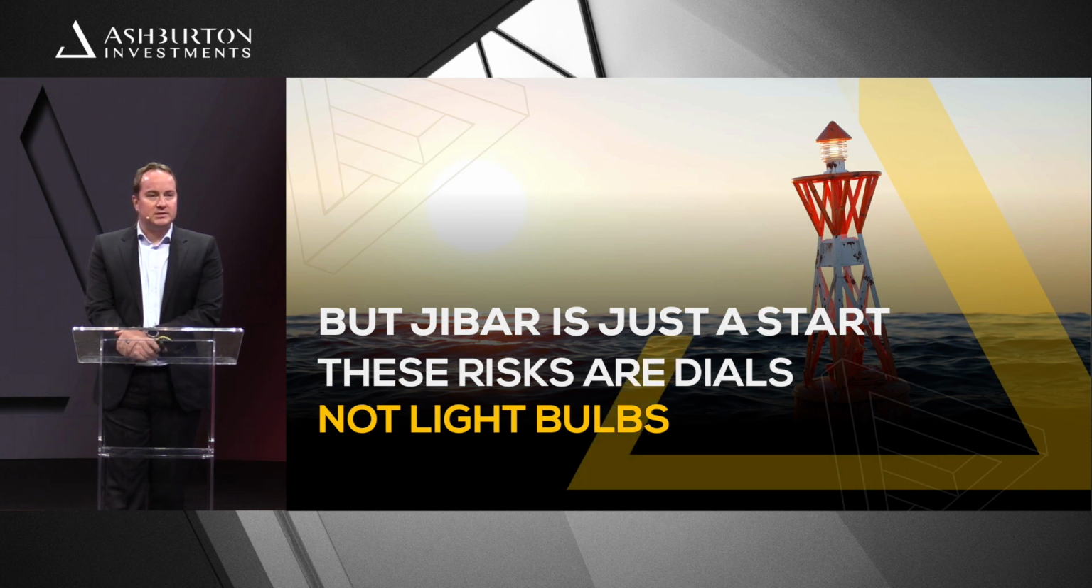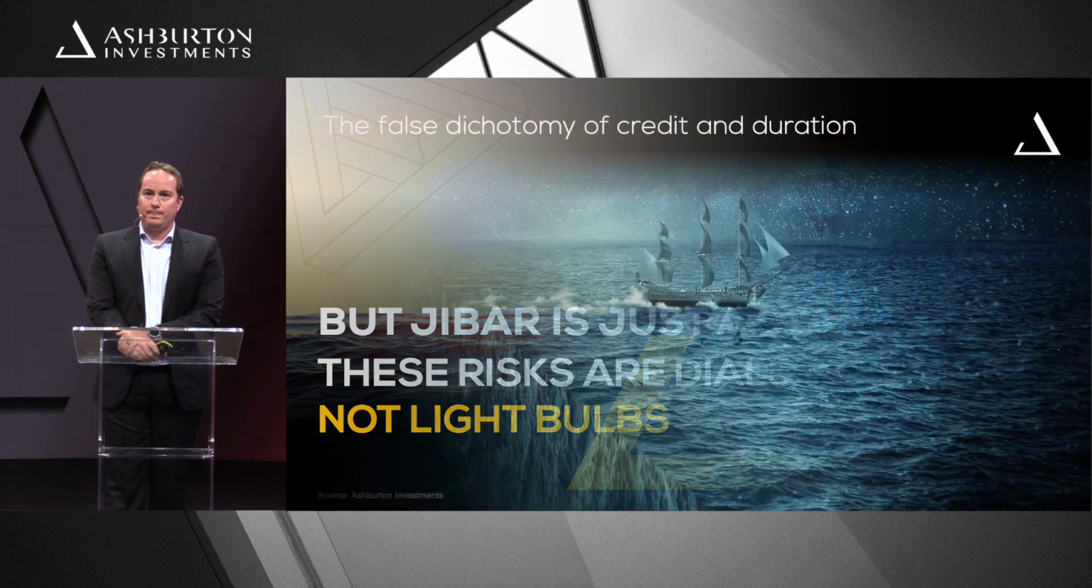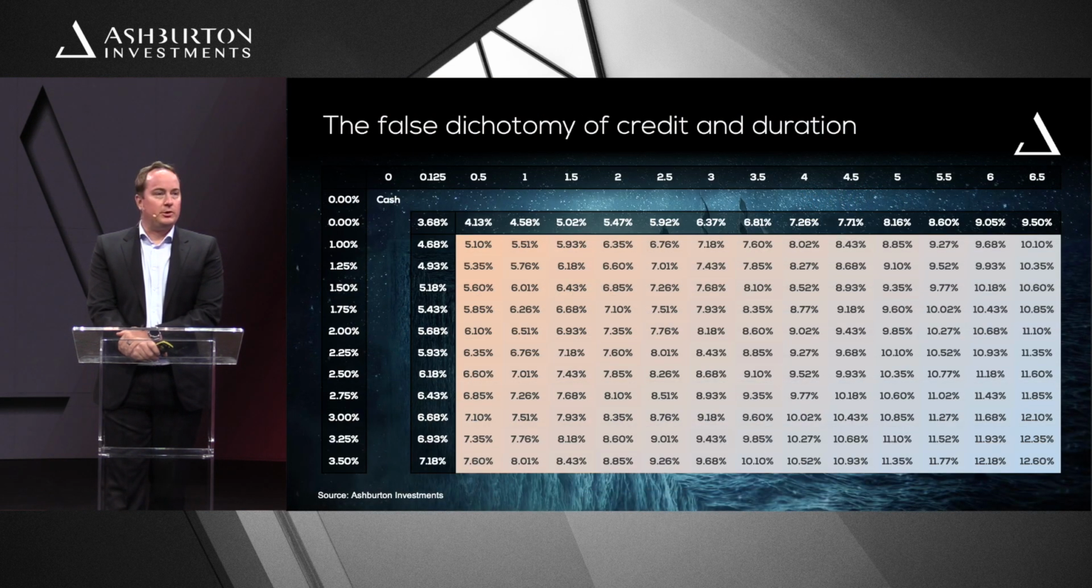The problem is that, at least in my perspective, these things aren't light switches. They tend to work more like dials or levers that you can pull, and you can independently decide how much risk you want to take of each. So, if you look at this portfolio, where you do an overlay on top of a credit book of duration or bonds, it gives you a much better idea of what a portfolio outlook would look like.